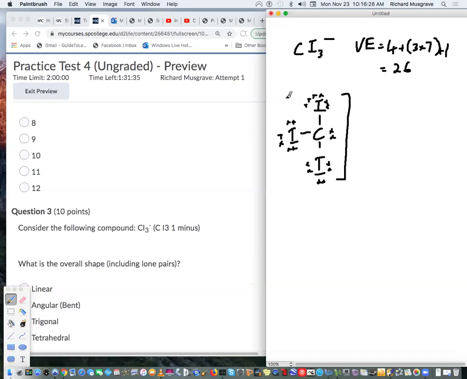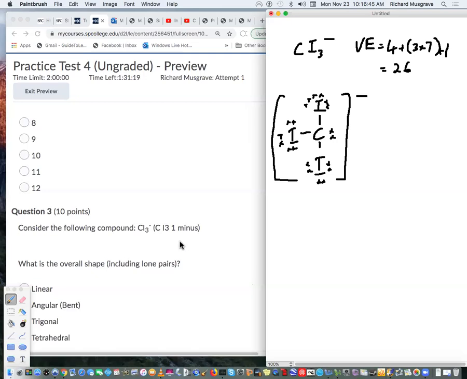So Haley, I'm just going to say there, that's an instance where you don't have a double bond because you've used up all 26. Okay, I see. Thank you. So Ci3 minus there would be what that would look like.